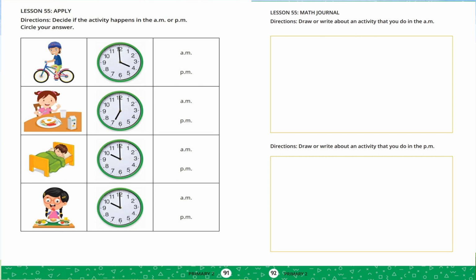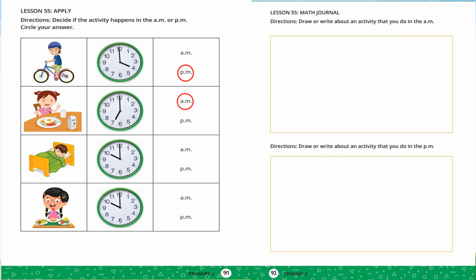Now, open your book page 91 and 92, lesson 55. Decide if the activity happens in the AM or PM. Circle your answer. The activity number 1, ride a bike, and the time is 4 o'clock. Then choose AM or PM. Yes, PM. Activity number 2, eating breakfast, and the time is 7 o'clock. Eating breakfast in the AM.